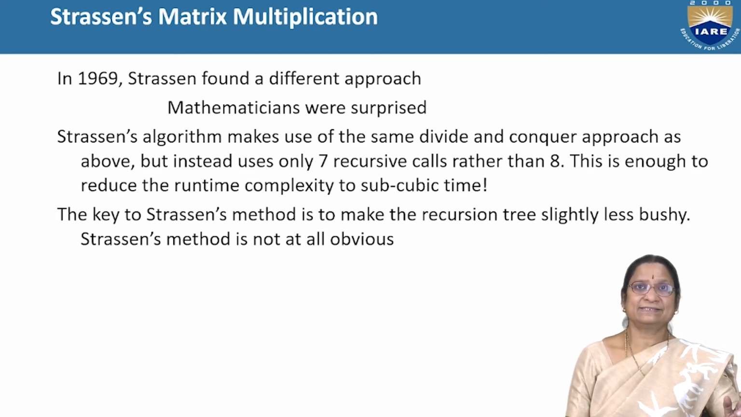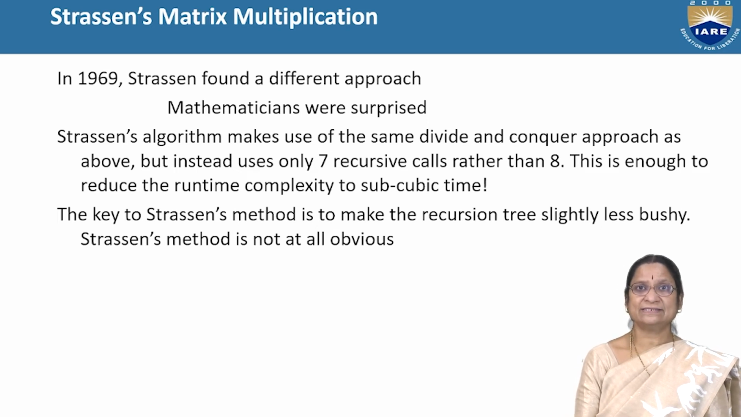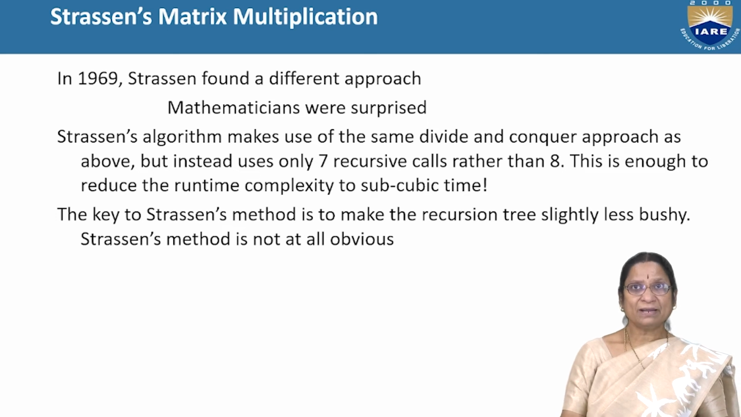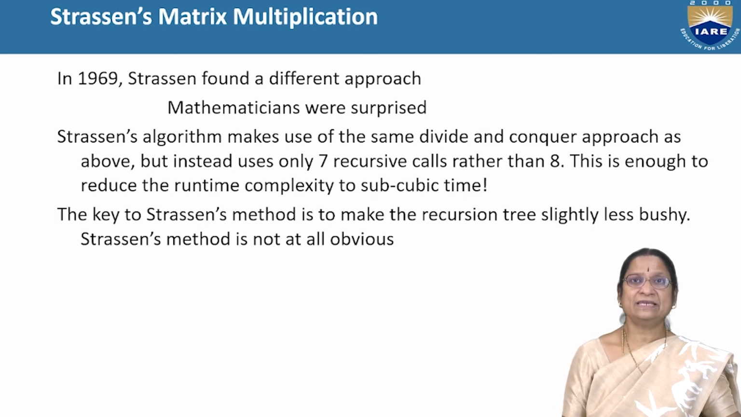need, in 1969, Strassen, a great mathematician, found a different approach by which we can reduce the matrix multiplication complexity a little bit. It seems to be a little bit in our order of complexity, but when the n size goes to higher and higher values, a lot of time can be saved by using Strassen's matrix multiplication. The mathematicians were surprised by seeing this type of multiplication process.